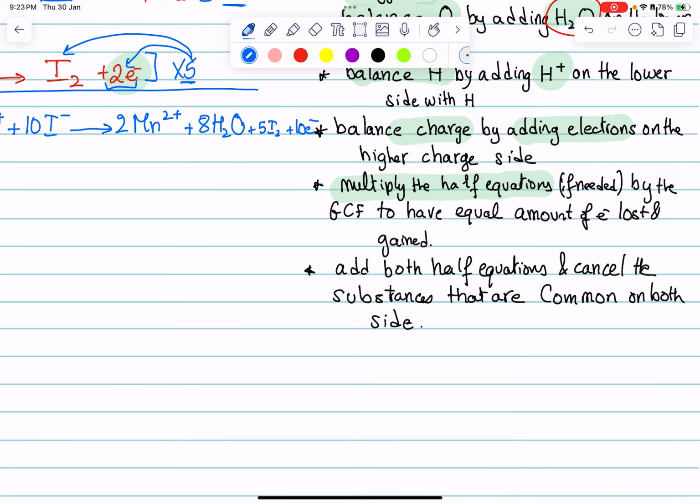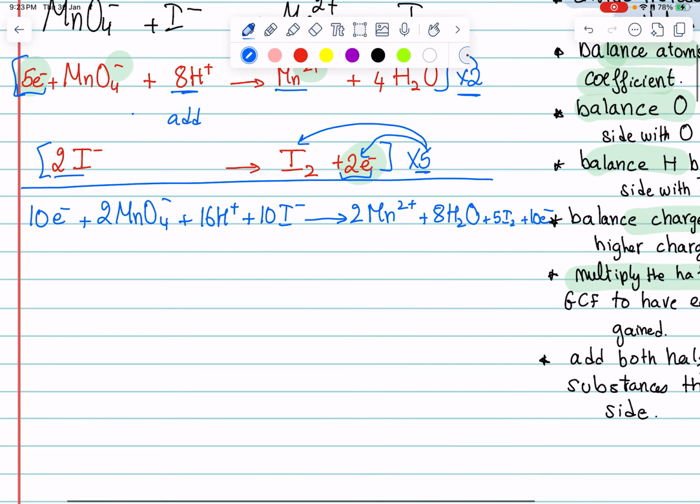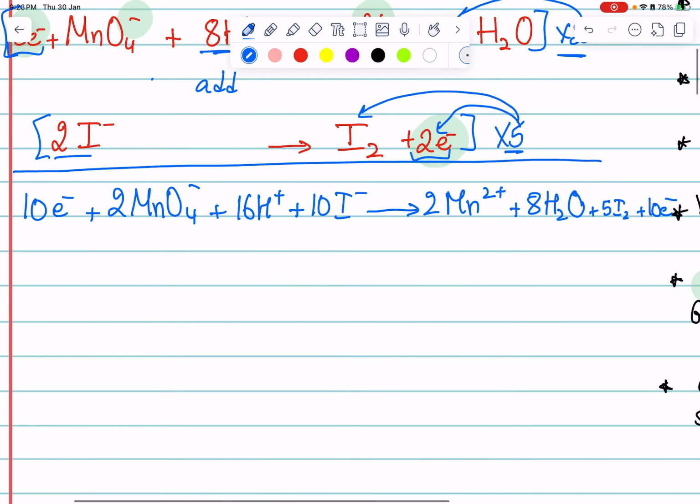Now, after adding both half equations, cancel out the substances that are common on both sides. So here we have 10 electrons, 10 electrons, they cancel out. And that's it. So I'm going to copy it again. Fully balanced in acidic medium.